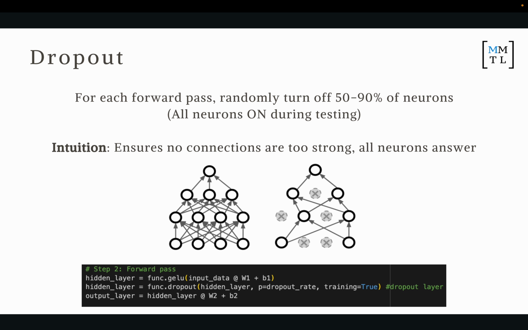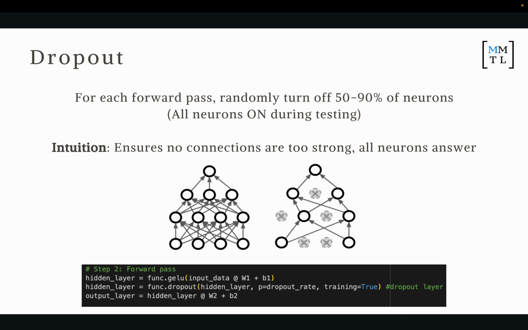Okay, so that's regularization. Another idea that someone tried and it worked really well is called dropout. In dropout, for each forward pass, you randomly turn off 50 to 90% of all neurons. Just let that sink in. During the forward pass, you randomly switch off a big majority of the neural network. You literally just zero it out.